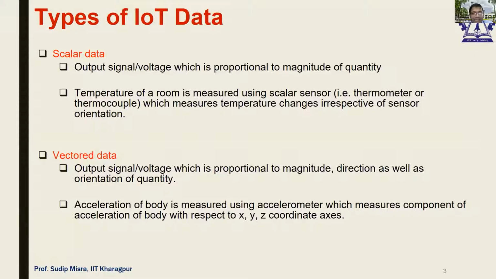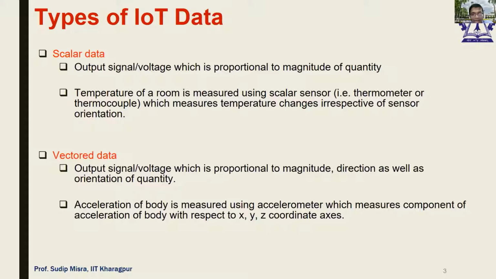However, broadly, we can classify the data in the context of IoT into three different types, right? One is the scalar data, the other is the vector data, and the third is the multimedia data. Although there is an overlap between multimedia data and vector data, right? You can think of multimedia data to be vector data.